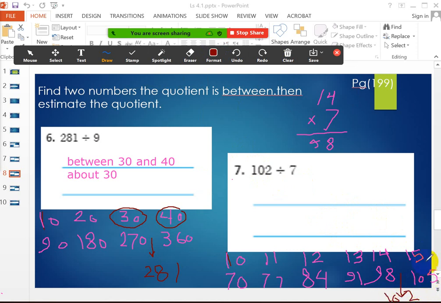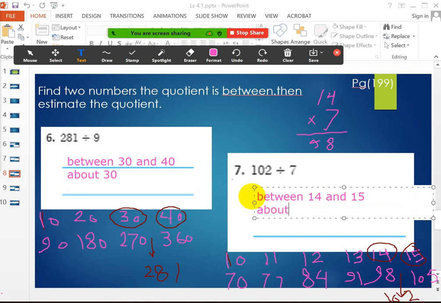But it's close to which one? The quotient is between 14 and 15. But is it close to 105 or 98? It's close to 105. Excellent, Zain. Thank you, Zain. You are with me. That means it will be about 15. Okay, girls? So it will be between 14 and 15, and it's about 15 because the number is close to this one.